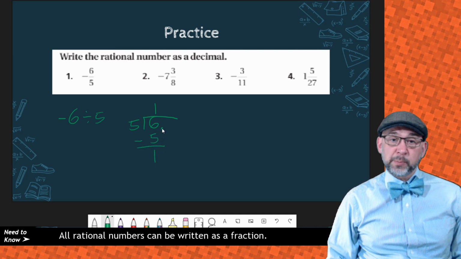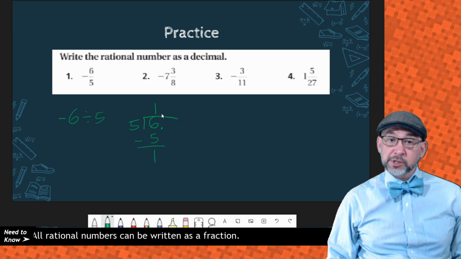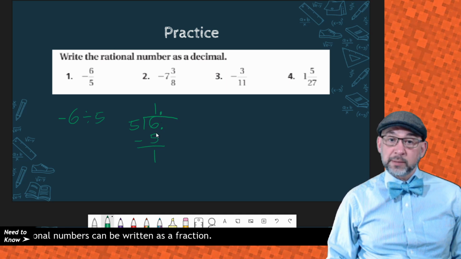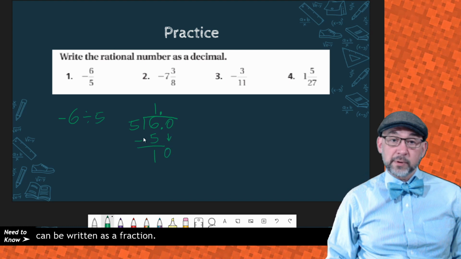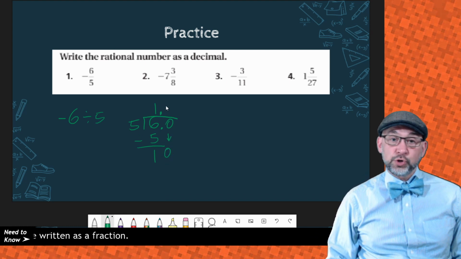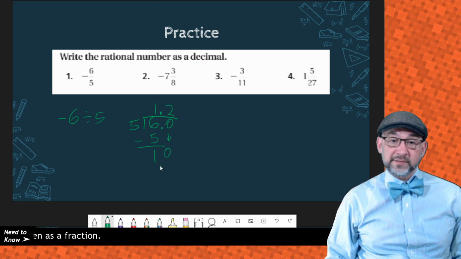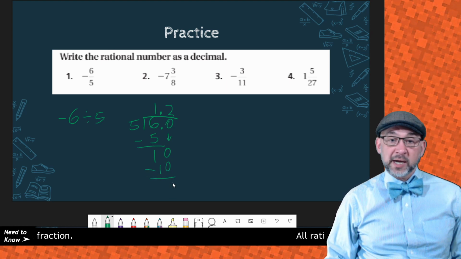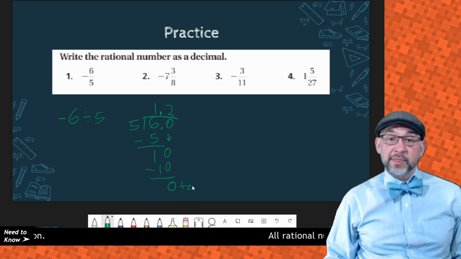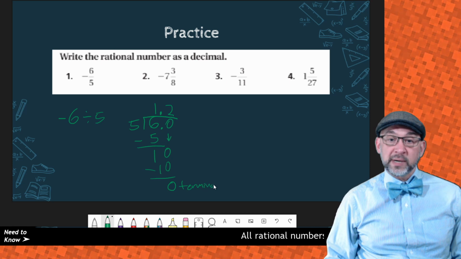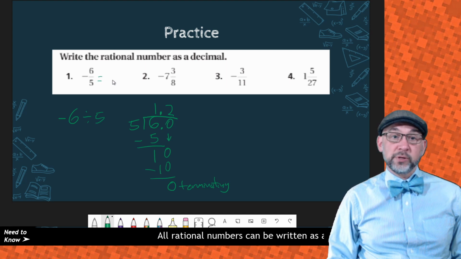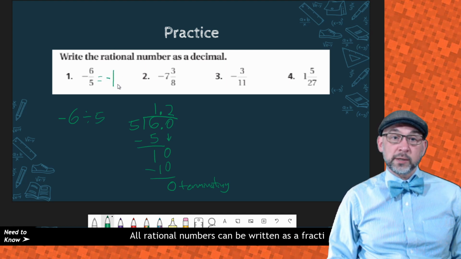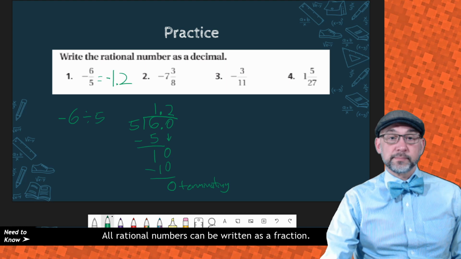I'm going to add a decimal point after my 6, and I'm also going to bring that decimal point up into my quotient. I'm going to add a 0, bring that 0 down. 5 goes into 10 2 times. 2 times 5 is 10. I subtract, I get 0. That means that this is a terminating decimal. So negative 6/5 is equal to the decimal negative 1.2.